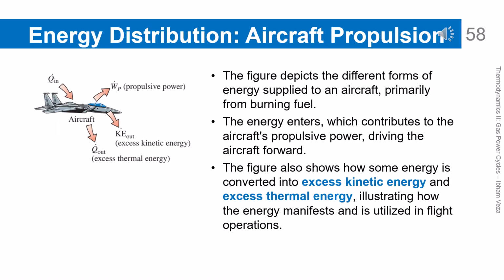This diagram shows how the energy from fuel is distributed into several forms. Part of the energy is used to produce propulsive power. Another part appears as excess kinetic energy and excess thermal energy in the exhaust gases. This shows that not all fuel energy is converted into useful work. This analysis is important to understand where the main losses occur in propulsion systems.